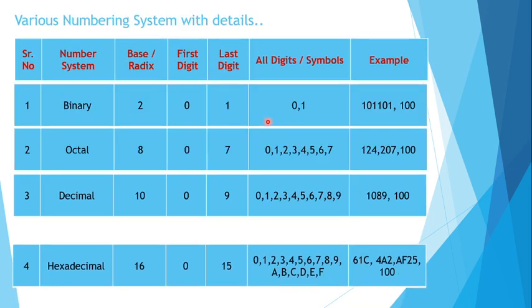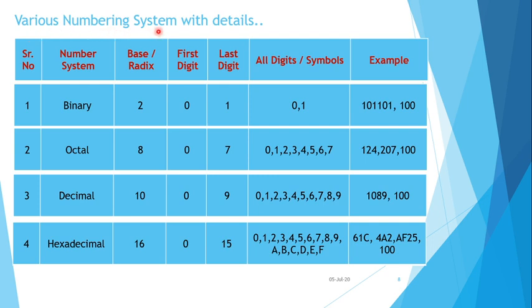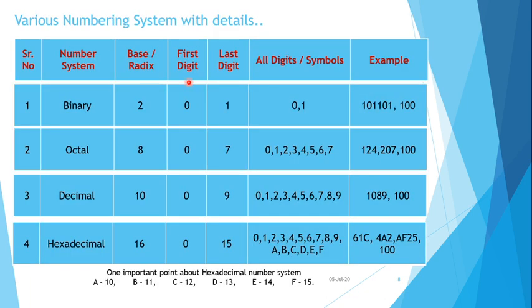Yes, so that is what I said, various numbering systems with details. Now if we consider the binary number system first, here we are going to see the number system, what is its base, which is also called the radix, then the first digit, then the last digit, then how many symbols or what different symbols we have in that particular number system, and a few examples, right?